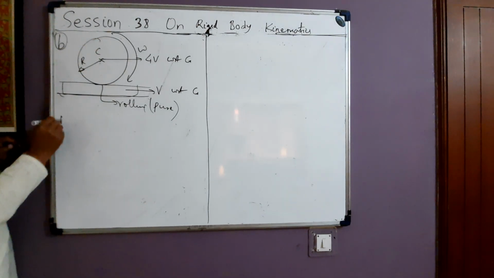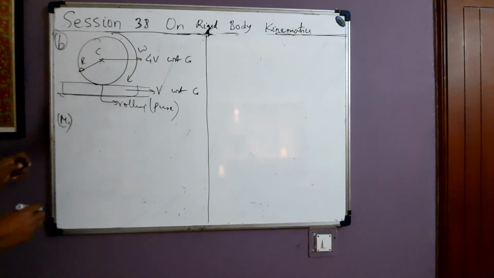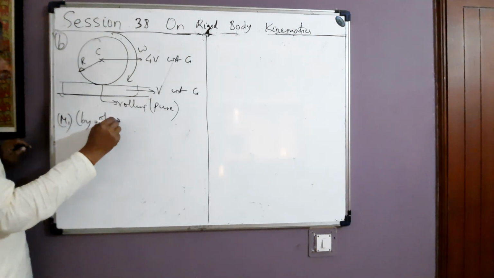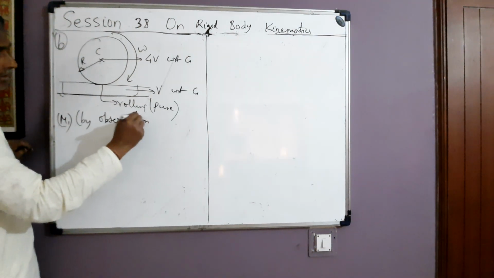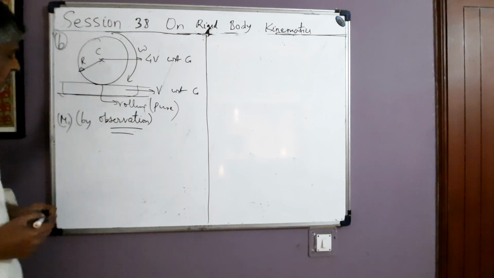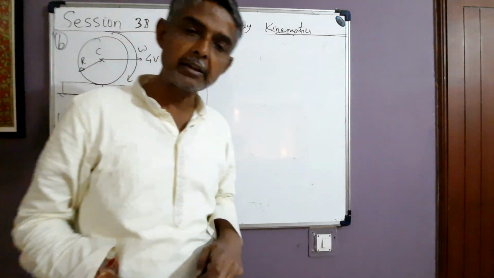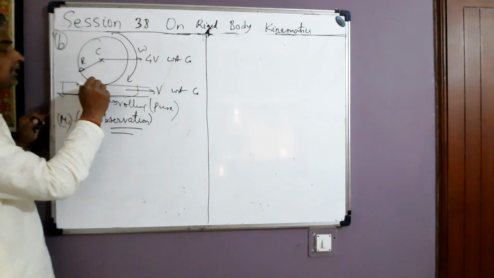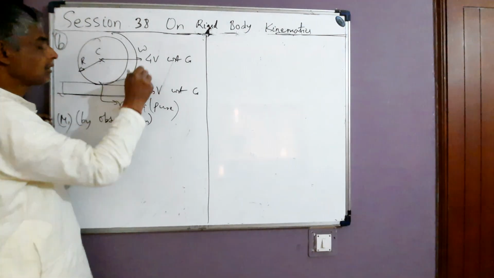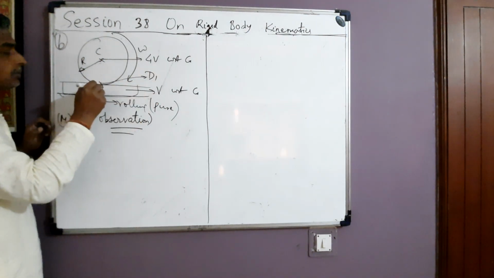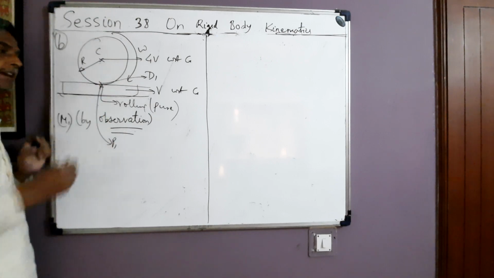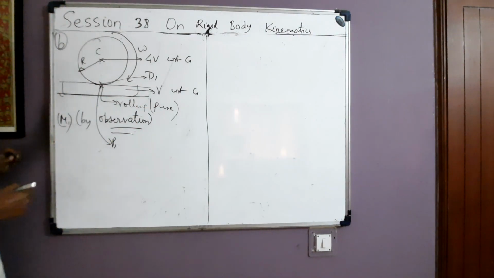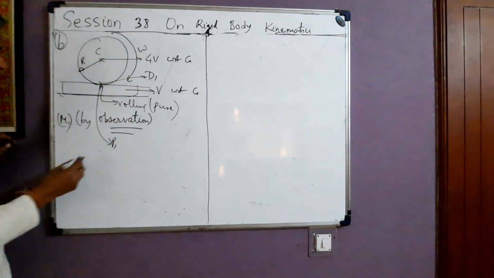So let M1, method 1. Method 1 is by mere observation. Method 1 we can apply by mere observation. Now see, D1 is the material point of the drum and P1 is the material point of the plank. Both are in contact. Here pure rolling is taking place.